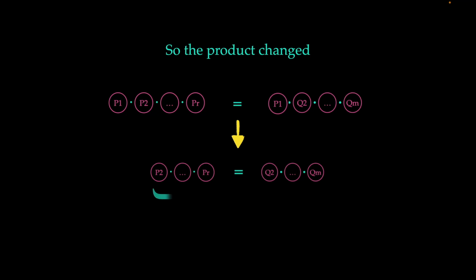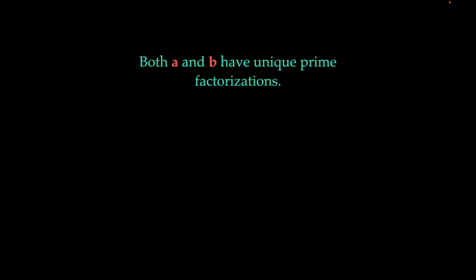We can define those products as new numbers. The p product will be the number a, the q product will be the number b. Both numbers are smaller than n. And this means that both a and b have a unique prime factorization, because n is the smallest number with at least 2 prime factorizations. So together with Euclid's lemma, we can conclude that all the prime factors are equal.